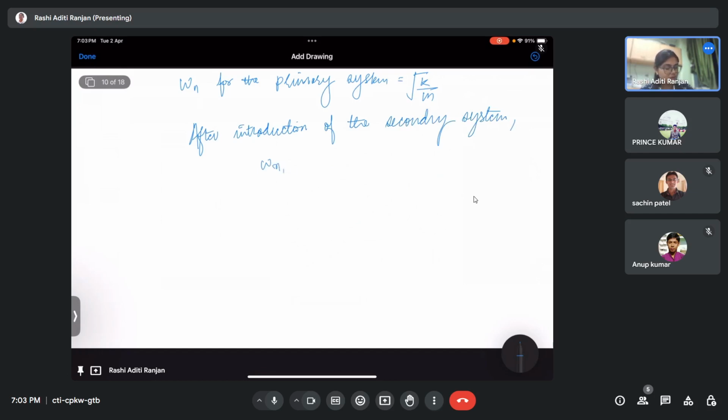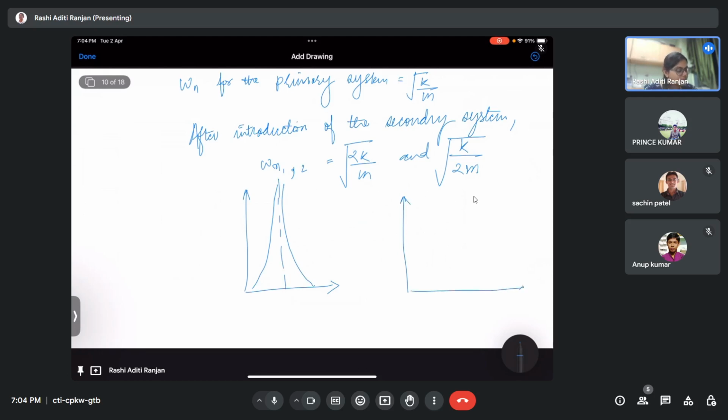Omega, what did they become? They became 2k by m and k by 2m, correct? Now you see that one of these is actually greater than under root k by m and the other one is smaller. Okay, so if I plot the amplitude frequency response, initially it would be something like this, and after the introduction of the secondary system it would be something like this, correct?